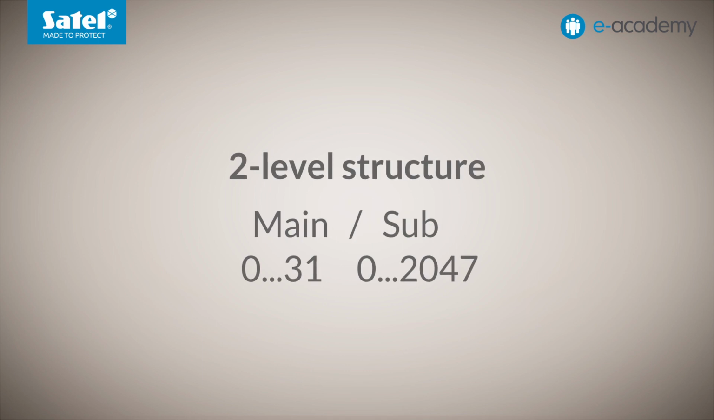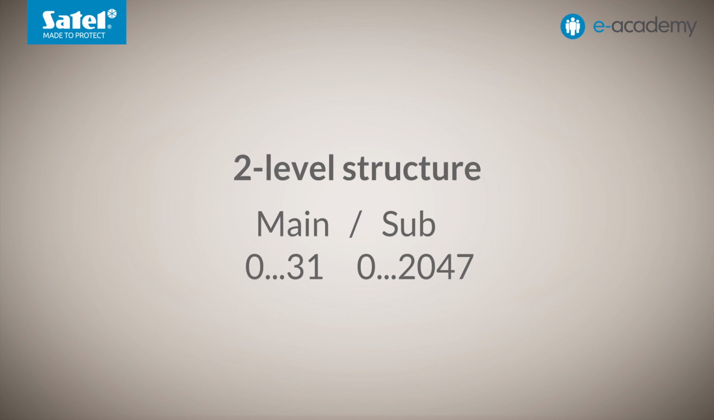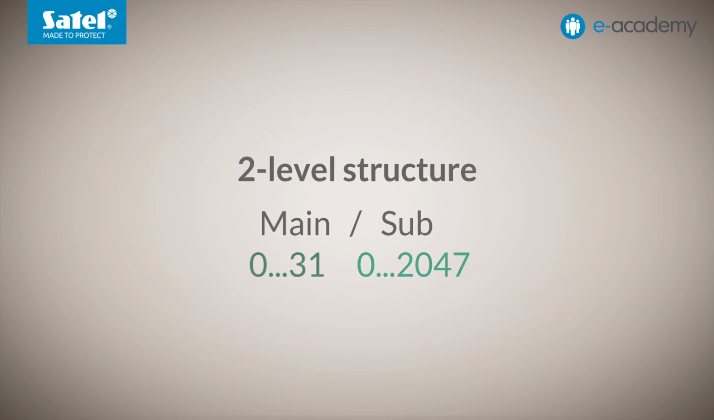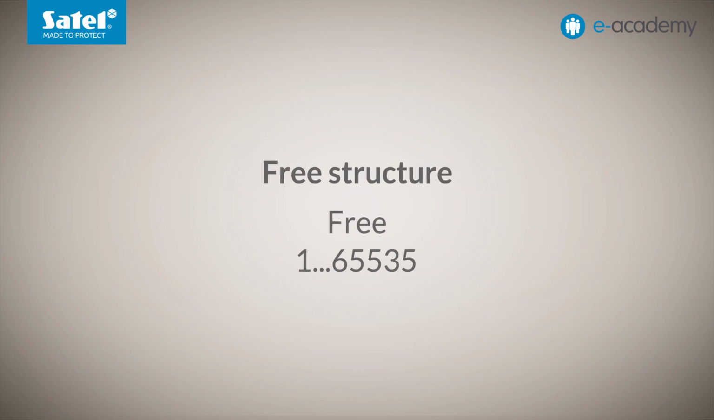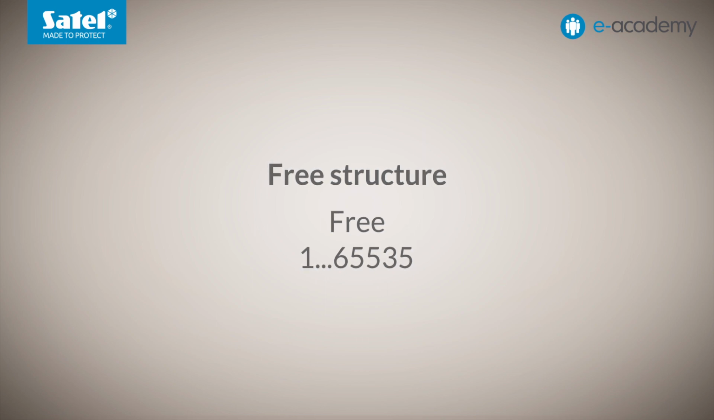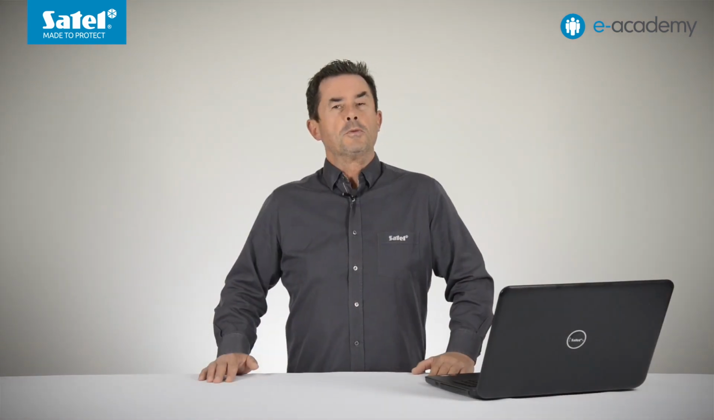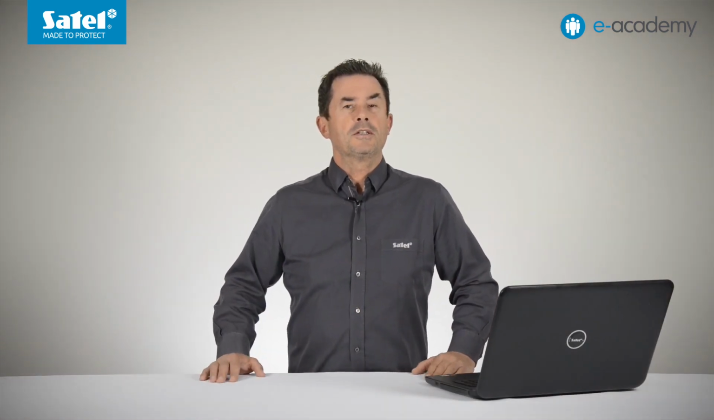The second type is a 2-level structure. Here we have 2 numbers divided by a slash. These indicate the number in the main group and in the subgroup. The numbers in the subgroup can be from 0 to 2047. The last is the so-called free structure, where the group address is simply a number in the range from 1 to 65,535.